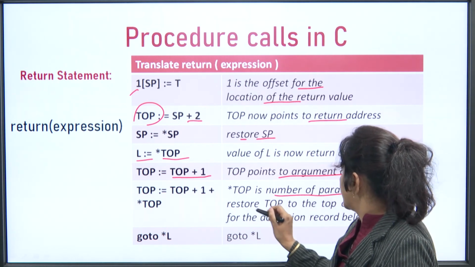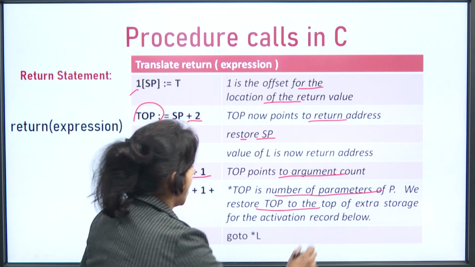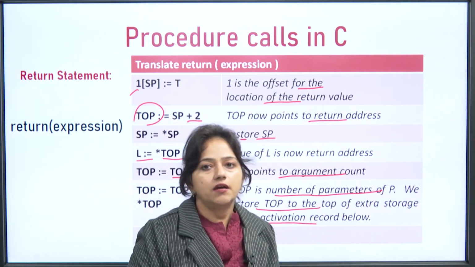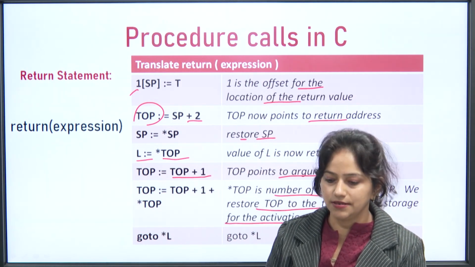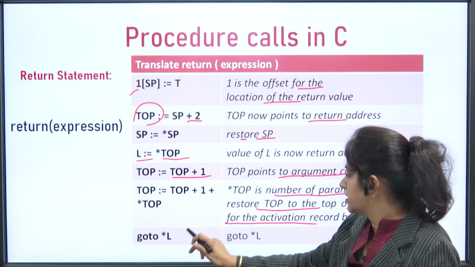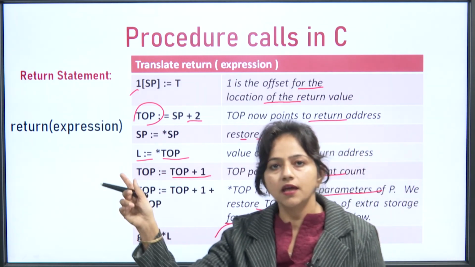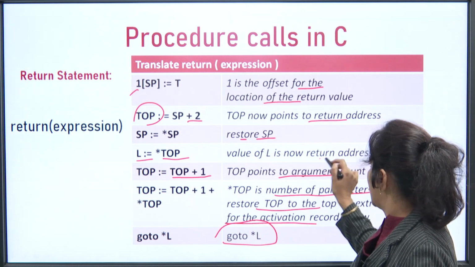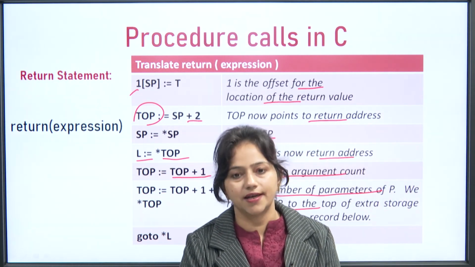So, we restore top to the top of the extra storage for the activation record below, considering its number of parameters. Now, next is go to star L. This is the translation for going to the return address, as we have taken it into L, the return address. So, this is the translation for the return expression.